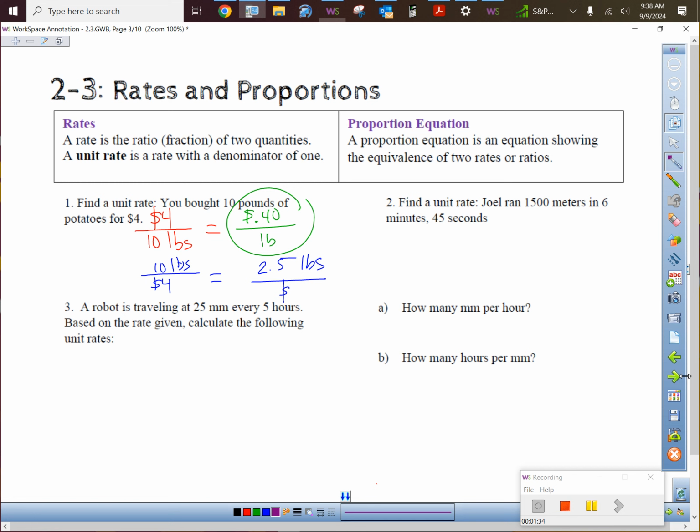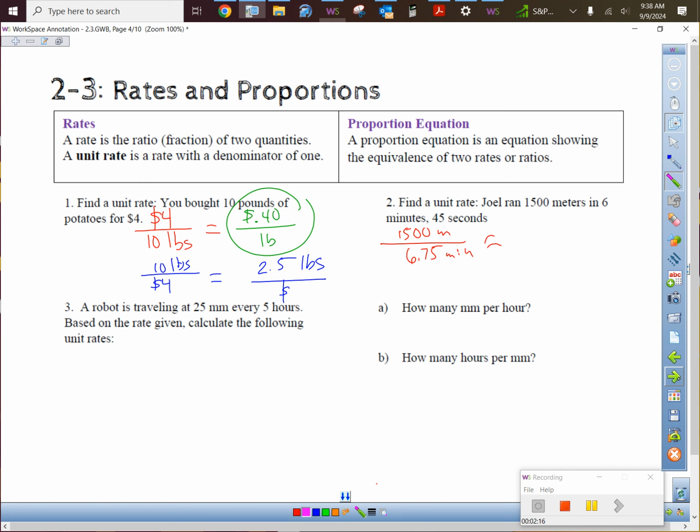Let's try number 2. Find a unit rate. Joel ran 1,500 meters in, oh no, welcome to your Monday morning, 6 minutes and 45 seconds. We got to put that all in minutes. How much of a minute is 45 seconds? Do you guys know? Is that a quarter of a minute, a half of a minute, 3/4 of a minute? Isn't it 3/4 of a minute, like 45 seconds? So I did 1,500 meters over 6.75 minutes.